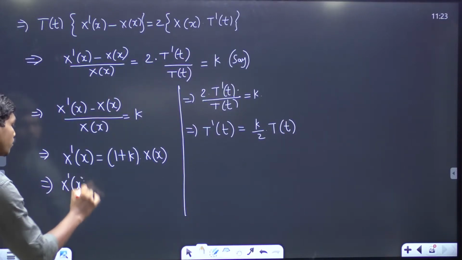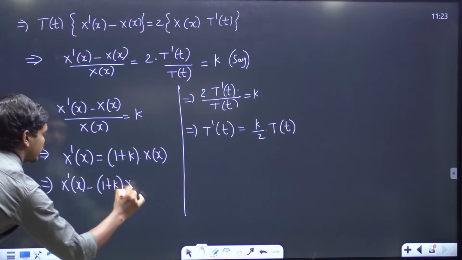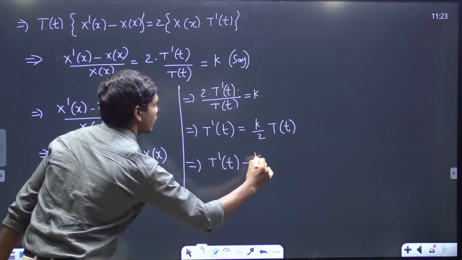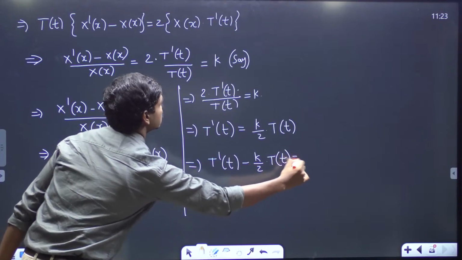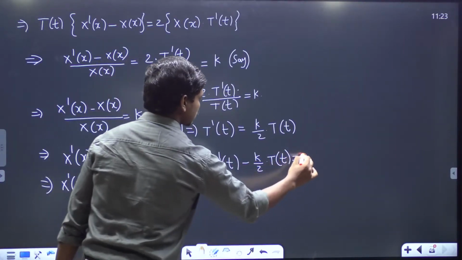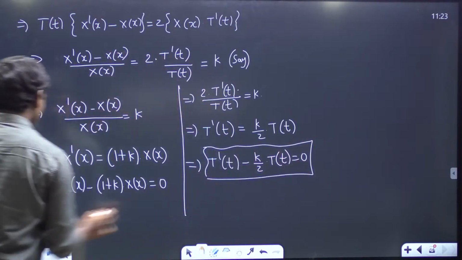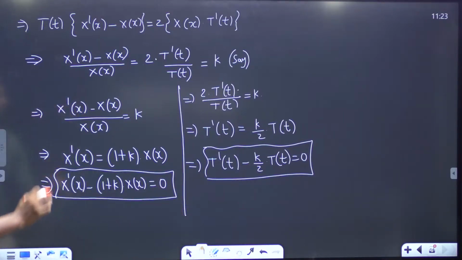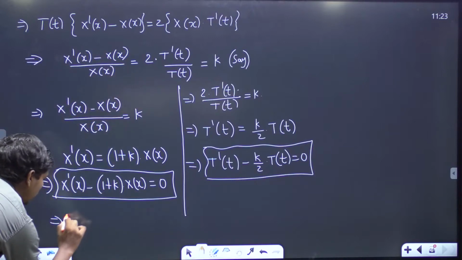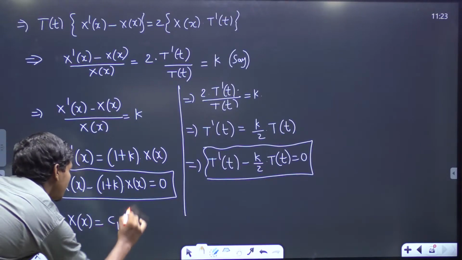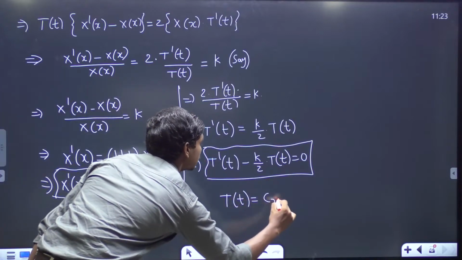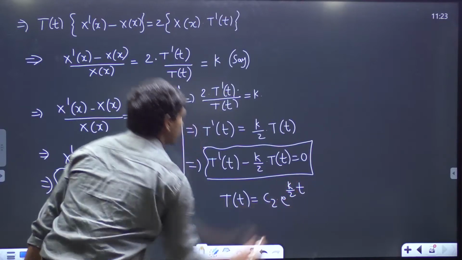X'(x) minus (1 plus k) X(x) is equal to 0. So this implies T'(t) minus k by 2 into T(t) is equal to 0. So now these are two first order ordinary differential equations. Correct? So if these are two first order ordinary differential equations, then can we write solutions for this? If you write the auxiliary equation, even first order equations can also be solved using the higher order theory that we have. So if you write the solution, you have X(x) is equal to c1 into e to the power (1 plus k) x. Similarly, what is the solution here? T(t) is equal to c2 into e to the power k by 2 t. So this is what.